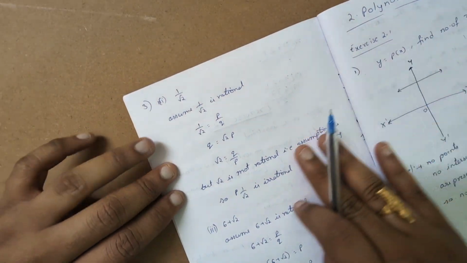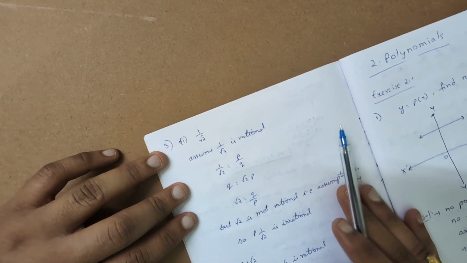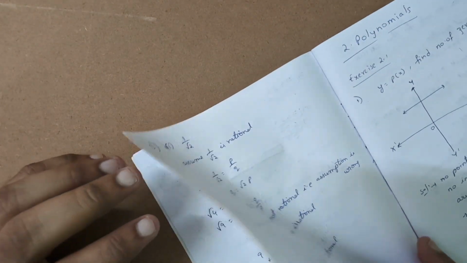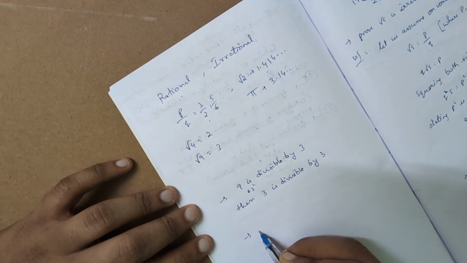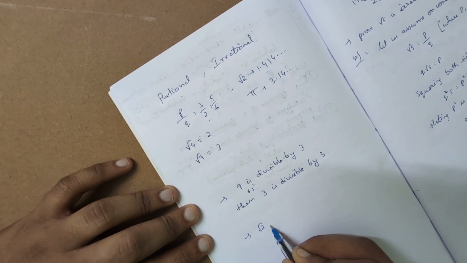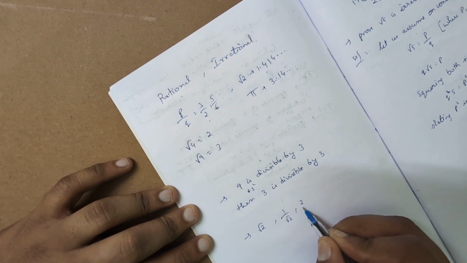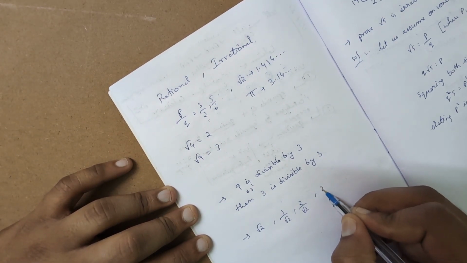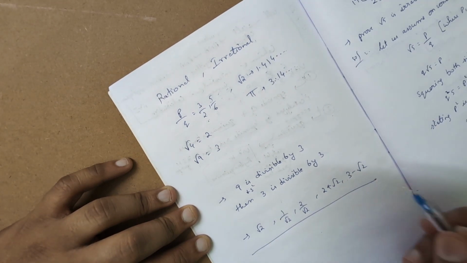Let's go to the second question. Here also in a similar way, it is asking to show that 1 by root 2 is irrational. As per the properties of rational numbers, if root 2 is an irrational number, then 1 by root 2, or any product of root 2, or any addition or subtraction of root 2, all become irrational numbers.